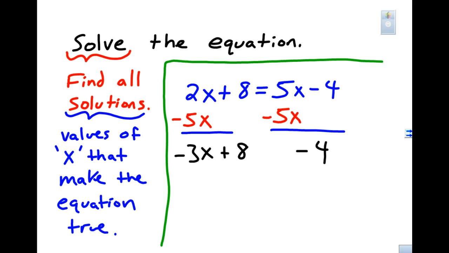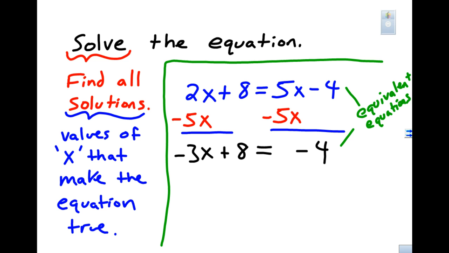And because we did the same thing to both sides, we know that these results are still equal to each other. That's what makes these equivalent equations. They're equivalent because they will retain the same solution set. Even though we've changed the way it looks, the solutions are still going to be the same. And we guarantee that by doing the same thing to both sides of the equation.